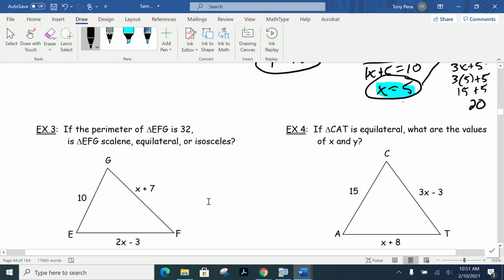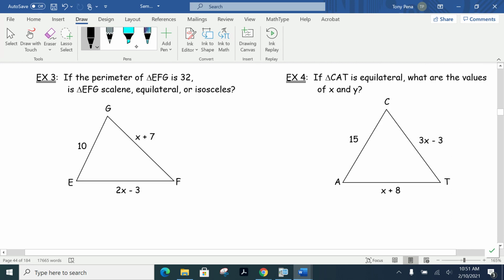All right, next one. Yesterday we talked about these words, so let's rehash this. Scalene means no sides are congruent.